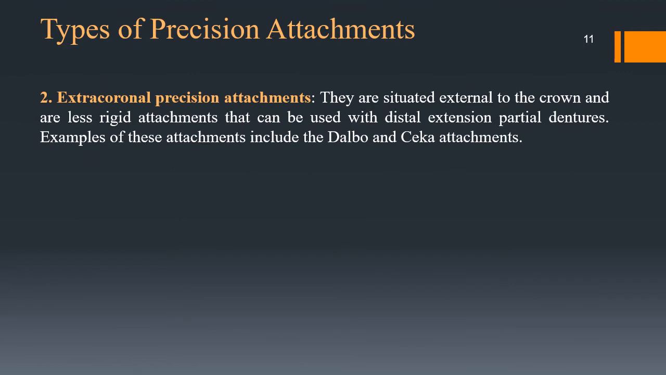The second group are the extracoronal precision attachments, and they are located outside the crown of the tooth, and they are less rigid attachments, so we can use them in free end extension cases. An example of these are the Dalbo and Sika attachments.